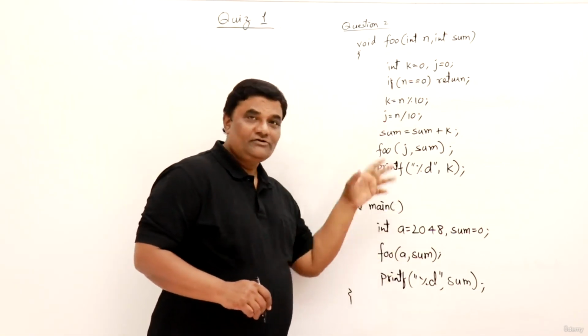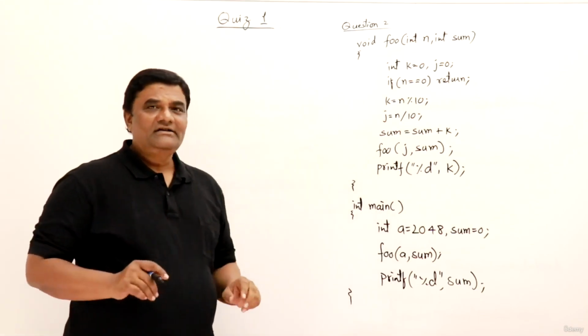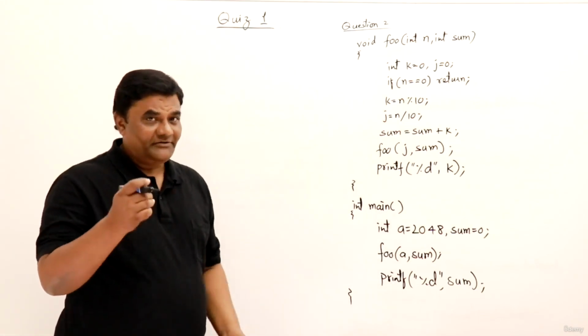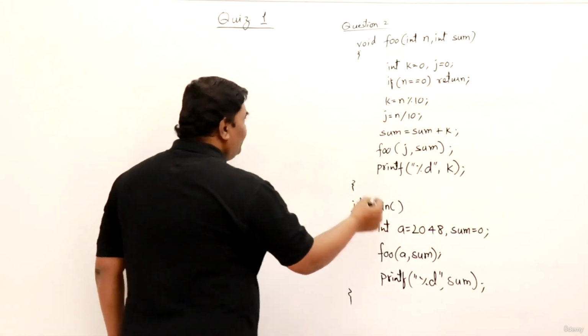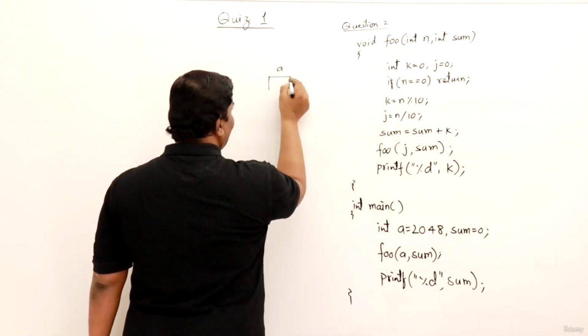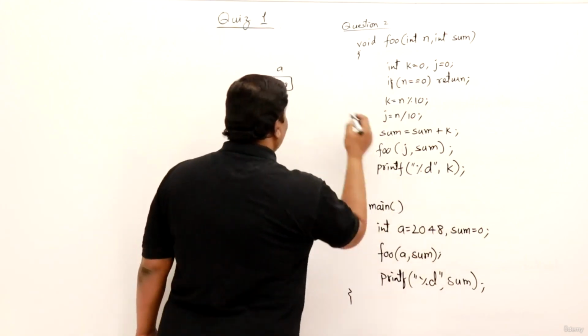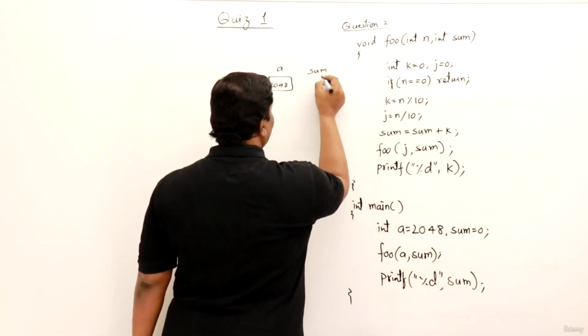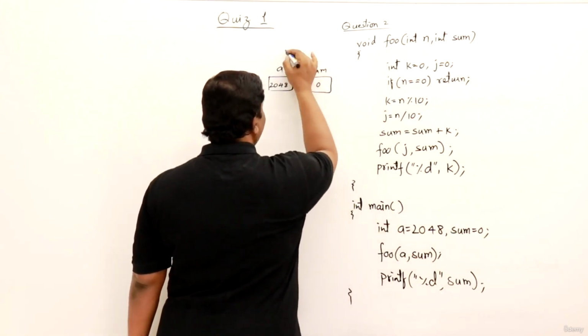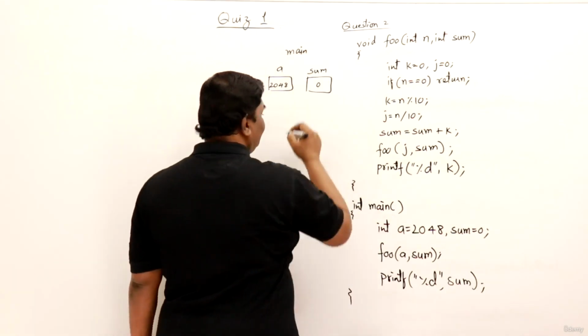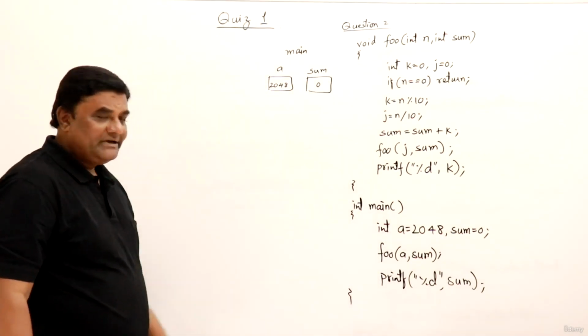So main function is calling foo. Let us look at the data members or the variables of main function. What are the variables of main function? A, which is having value 2048, then sum which is having value 0. And these belong to main. I'll write them here. This belongs to main.